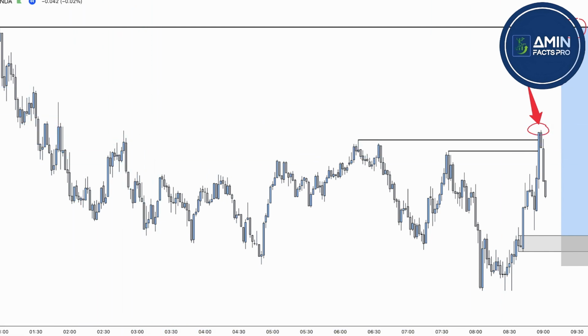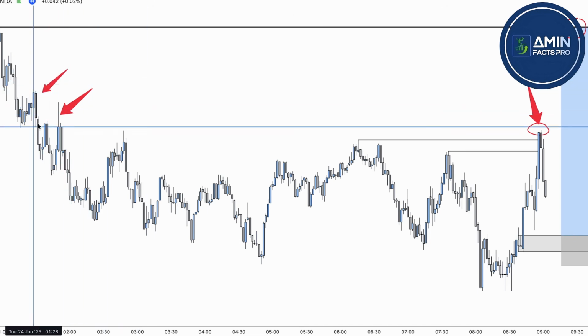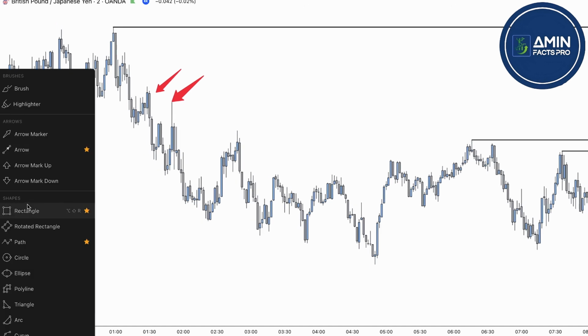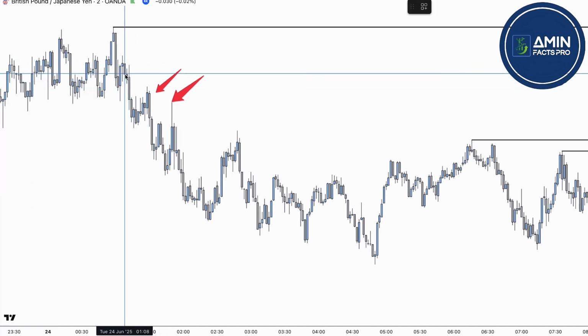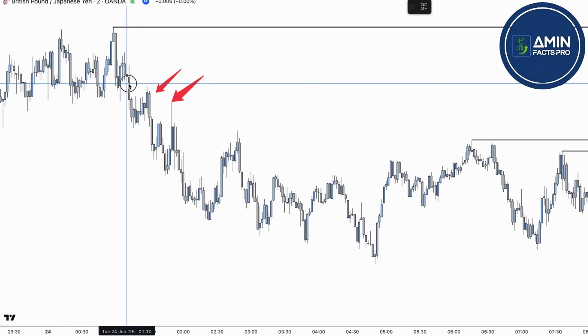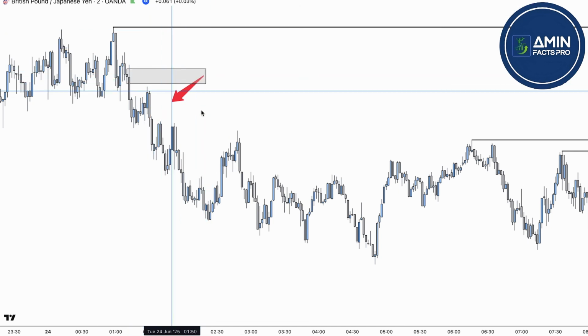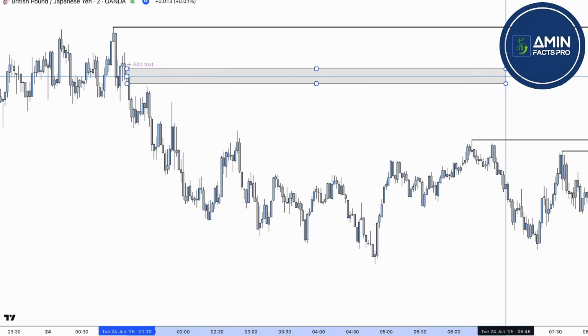So to lead on and elaborate on one of the concepts we just discussed there, this is the idea of using supply and demand not only for entries, but also for targets. We've gone to a completely different opportunity. We are looking at the 2-minute time frame to highlight that supply and demand works the same on every single time frame that you look at.